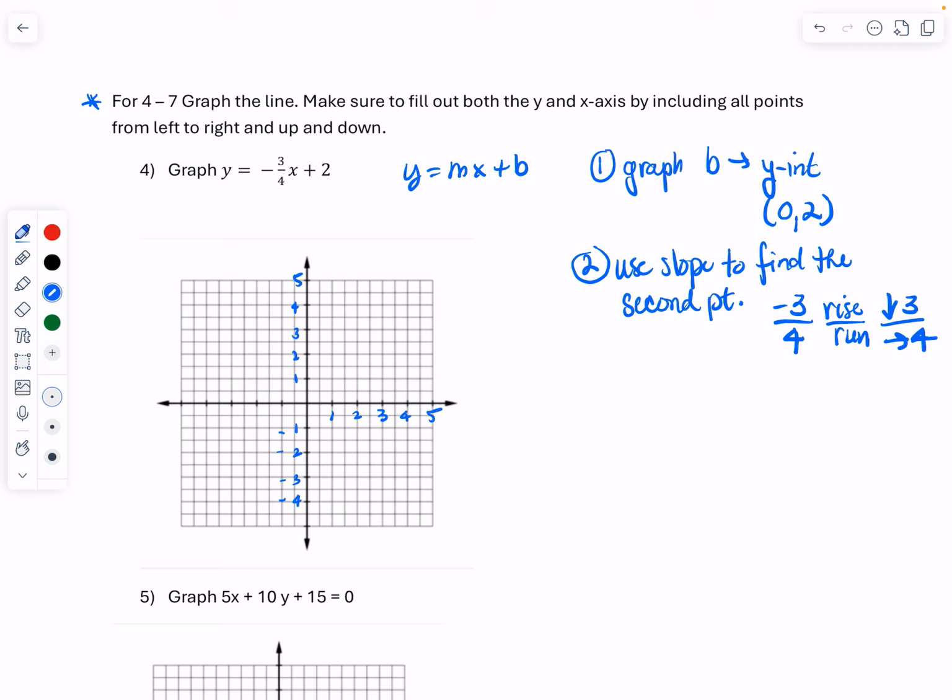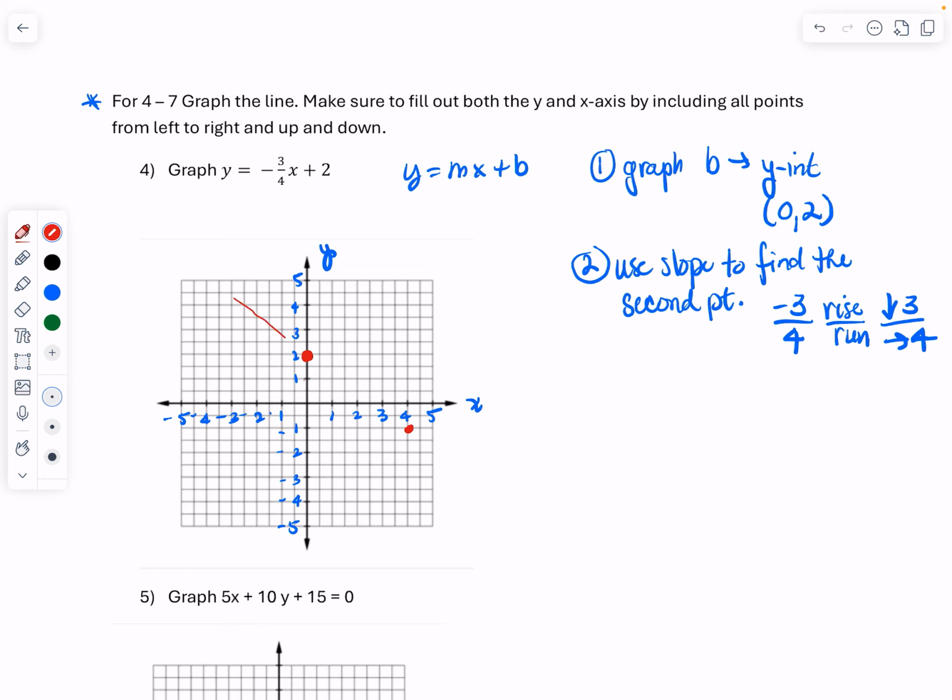And I'm actually going to write in the 5 as well because it's there. Alright, so I have the x-axis labeled, the y-axis labeled. Now I'm ready to plot this. So (0, 2) is here. Now I'm going to go down 3 units from that. So 1, 2, 3, and over 4. 1, 2, 3, 4. And I'm going to get my second point.